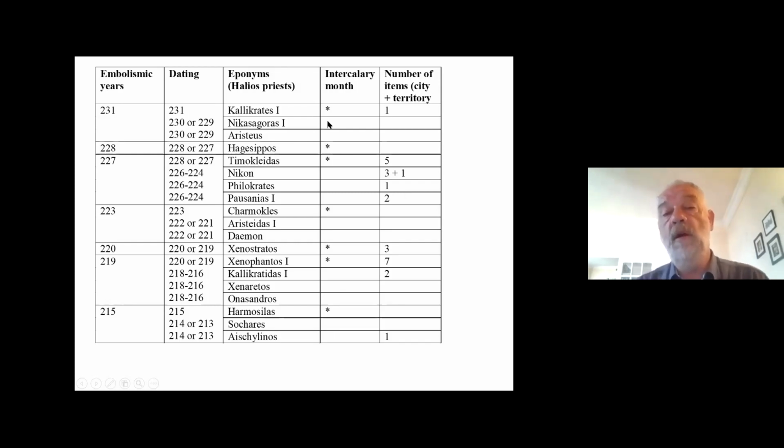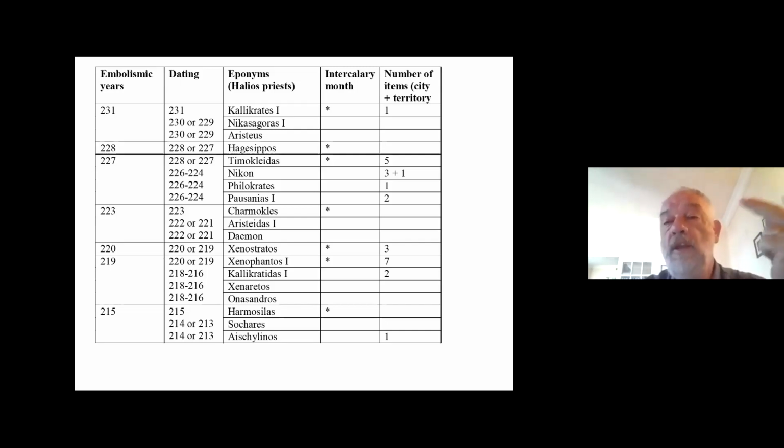But the problem is that except Callicrates I, Hagesippos and Timoclidas, you have no other eponym in this period attested with the intercalary month. So my suggestion is to try to move some eponyms commonly dated a little later and to try to obtain a concordance with the embolismic years. This would be the case of Xenostratos and Xenophantos, dated by Finkelstein and by Badoud about 210. I suggest to move them about 8-9 years earlier in order to occupy these positions for 220 and 219. The point is that during this period, three eponyms with intercalary month are lacking.